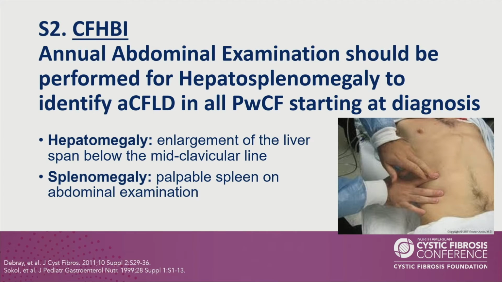The second statement, I think, is a pretty general one, but it's always worth highlighting: annual abdominal examinations should be performed to look for hepatosplenomegaly as a way of identifying advanced CF liver disease in all persons with CF, starting at diagnosis. The definition of hepatomegaly and splenomegaly is shown here, and I think we all know from a physical exam perspective that there is a lot to learn, particularly in the era of telemedicine, and I think that it is important to reemphasize the need for a physical exam.